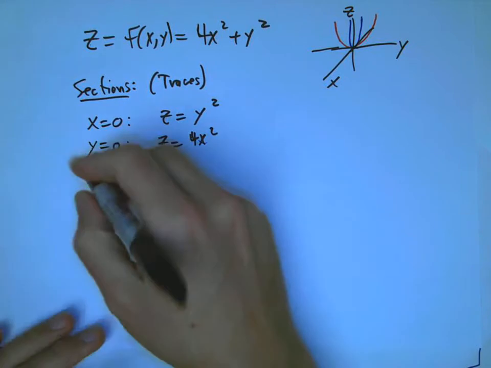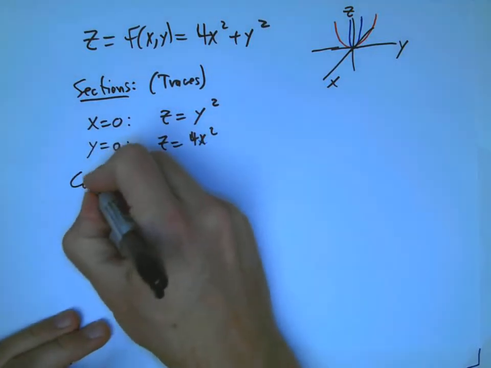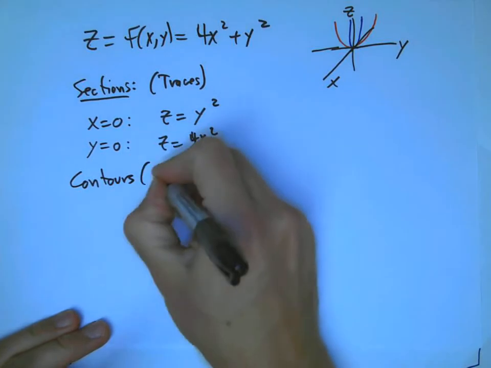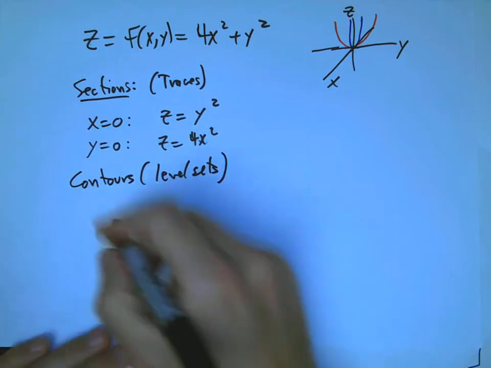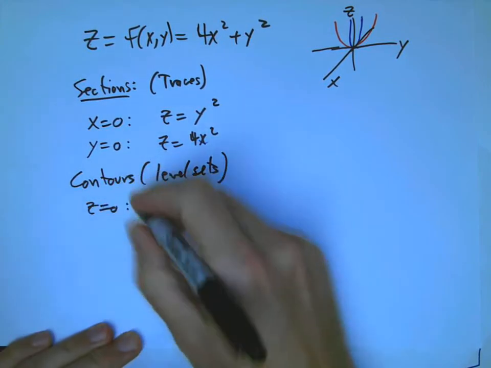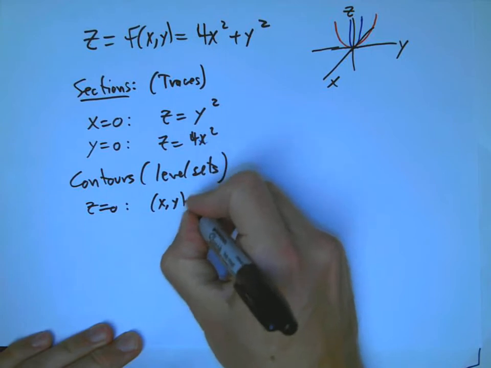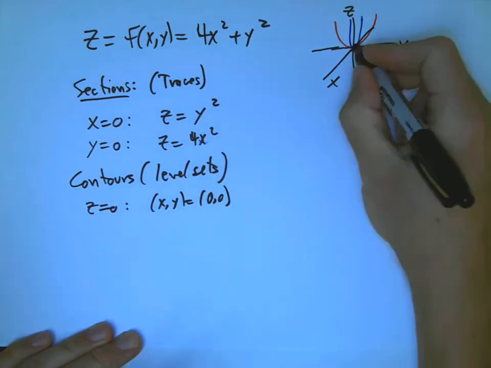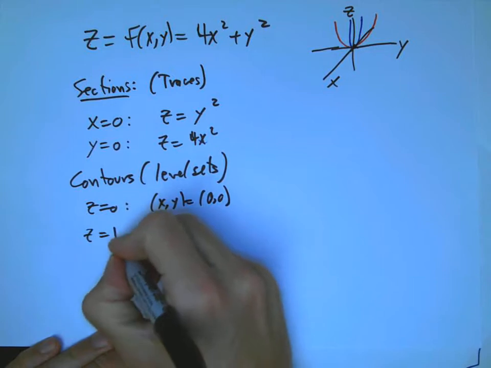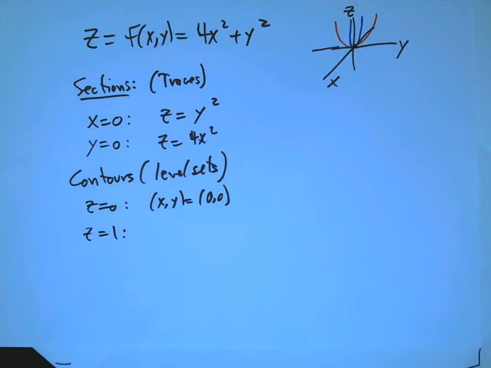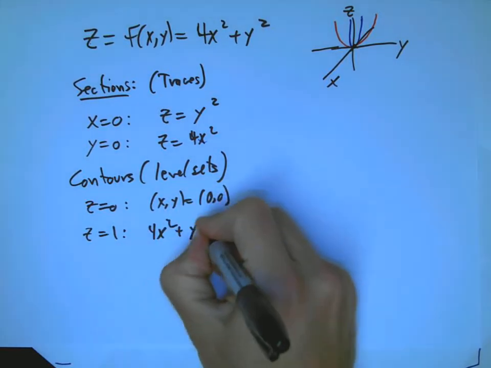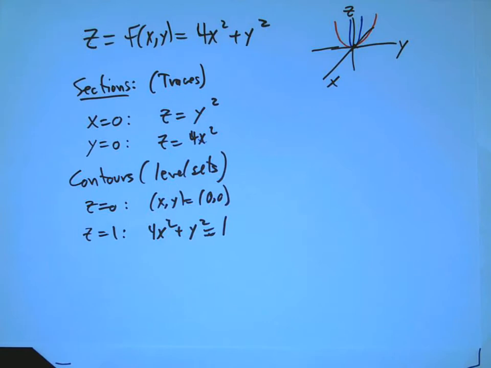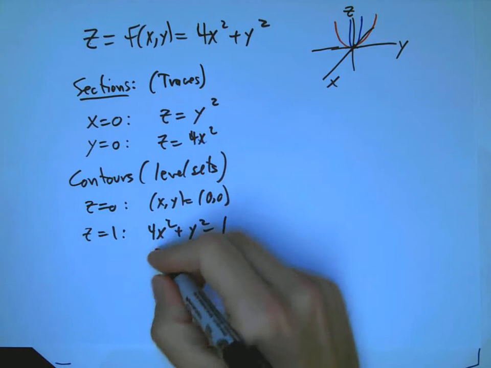Well, now let's look at contours, in other words, level sets. If z equals 0, then that's pretty special. That's just xy equals 0, 0. It's a point, just the origin. If z equals 1, we have to remember our simple conic sections. This is where 4x squared plus y squared equals 1. This is an ellipse, and let's remember how to put it in standard form to figure out exactly what that ellipse looks like.